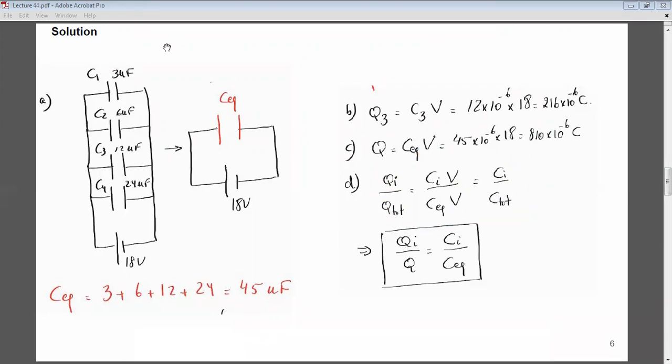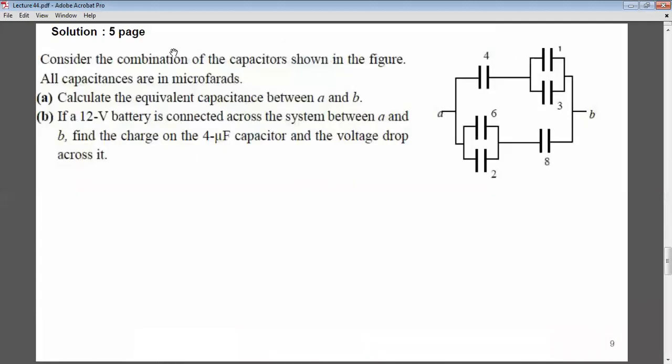Now, let's do one more question. Consider the combination of the capacitors shown in the figure. All capacitances are in microfarads. Calculate the equivalent capacitance between A and B. Let's first give them names. So this is C1. This is C2. This is C3. This is C4.